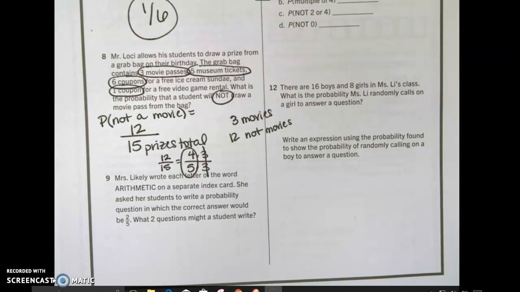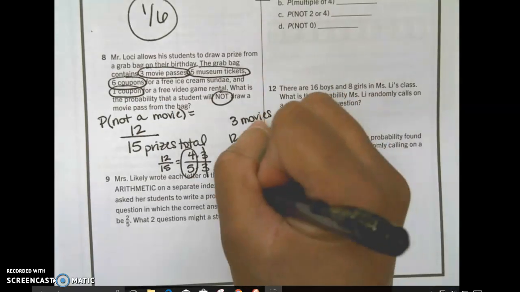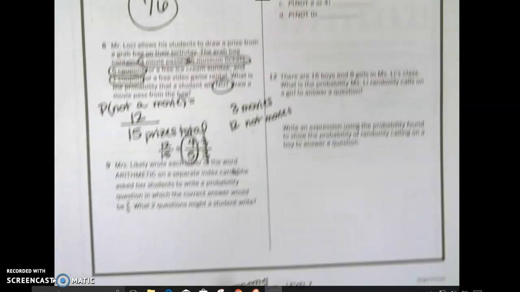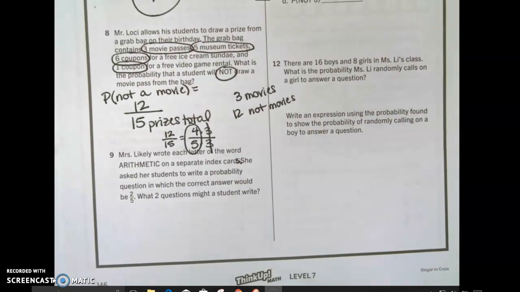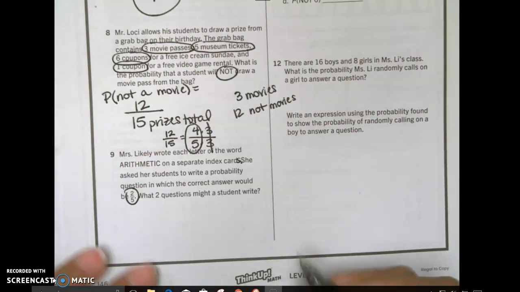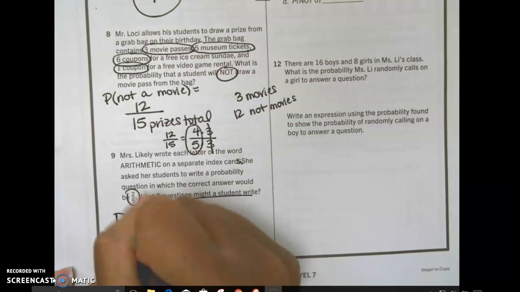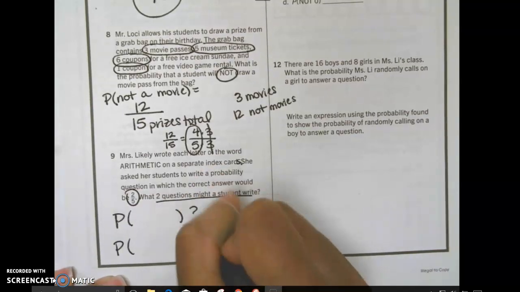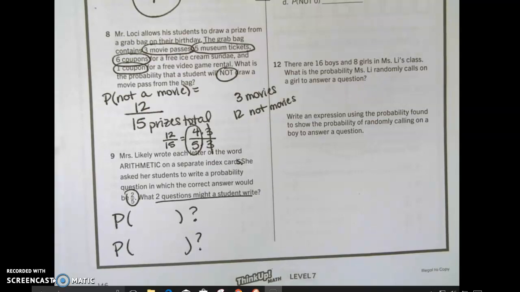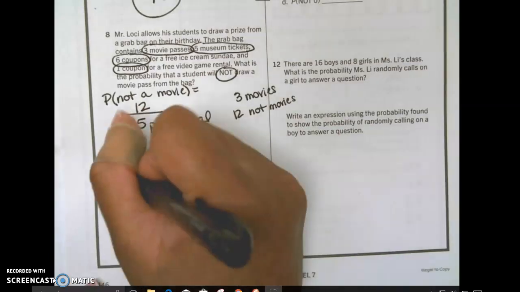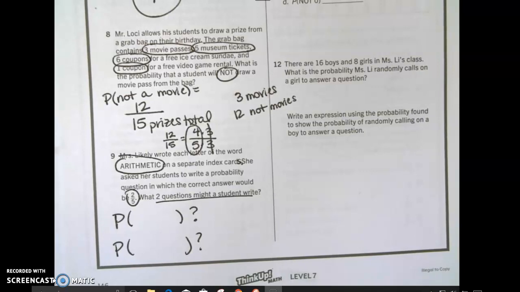Miss Likely wrote each letter of the word arithmetic on separate index cards. She asked her students to write a probability question in which the correct answer would be 2 out of 5. What 2 questions might a student write? So I want the probability of some event and the probability of another event, and then I'll put a question mark here to make it a question. What's in arithmetic? I don't need to look anything up. I just need to look at the word. What's inside the word?